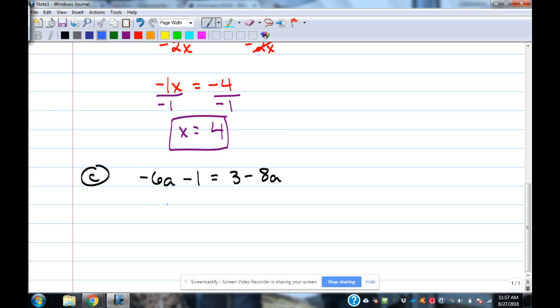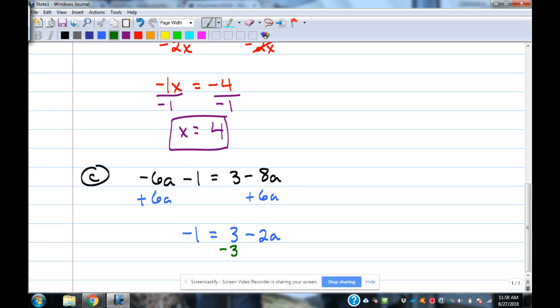So I'm going to add 6a. That gives me negative 1, 3, and then what's negative 8 plus 6? It's negative 2a. Okay. What would be the next legal step for this way? I don't want to do that because which side has too much stuff? The right side. So I need to get rid of this 3 here. So I'm going to do what with it? Subtract because it's a positive 3.